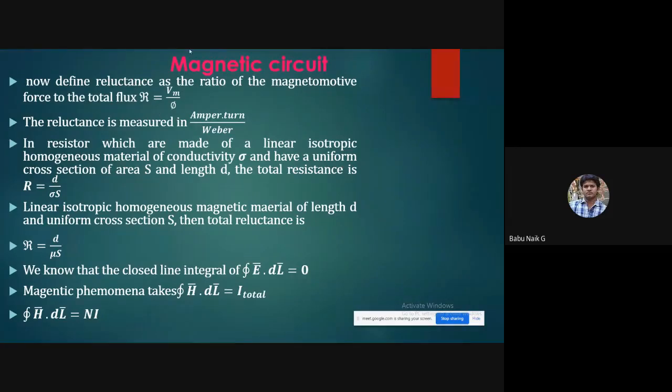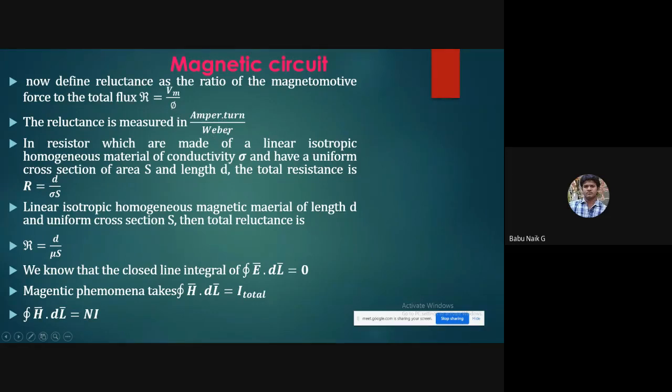You can calculate the reluctance also, which is defined as the total magnetic motive force over the total flux. The reluctance is Vm upon the flux phi, which we call reluctance. So reluctance is measured in ampere turn per Weber. The magnetic motive force is denoted in ampere turns, and the flux unit is Weber.